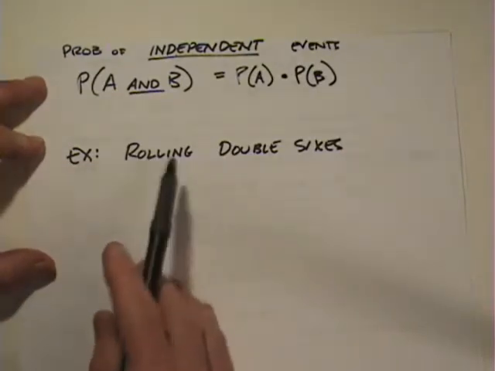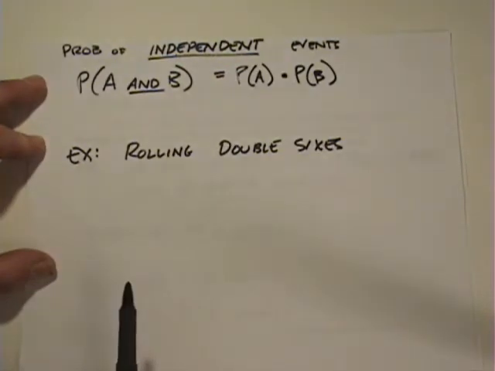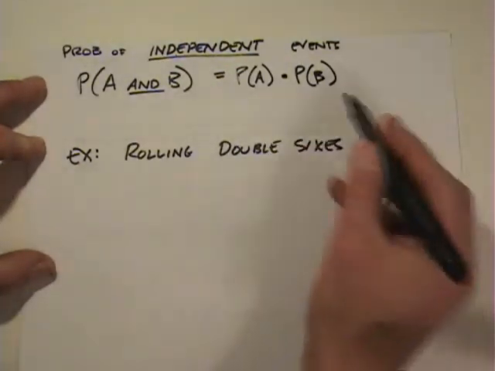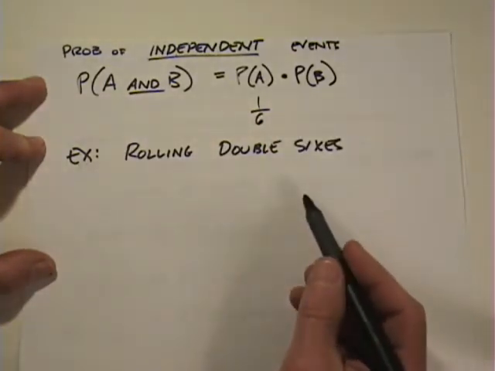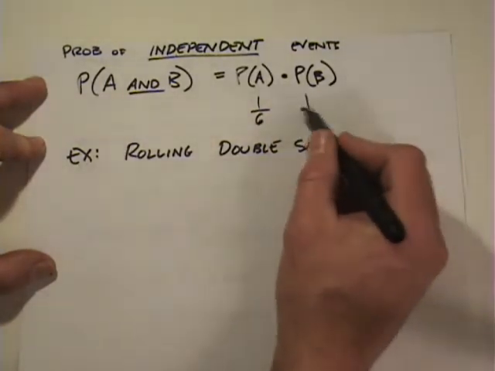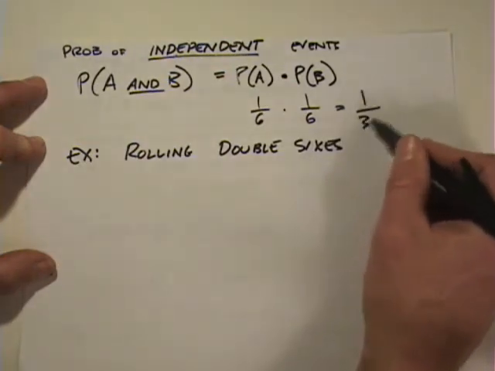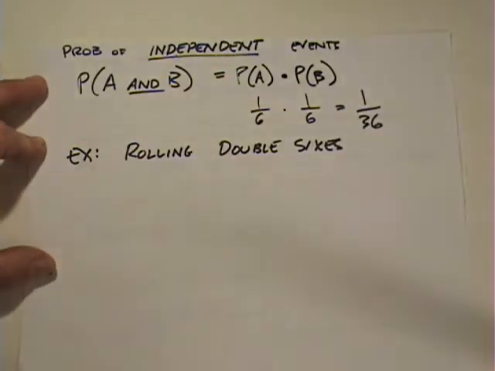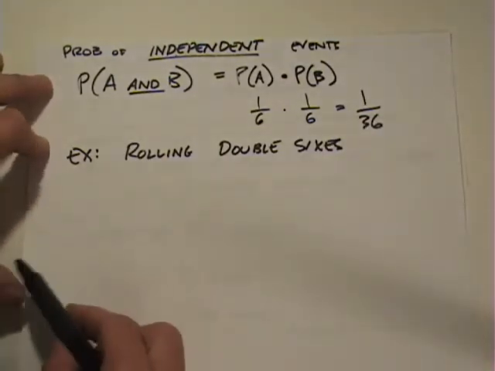Alright, so you're playing Monopoly or some board game where you've got two dice and you're wondering what is the probability of rolling double sixes. Well, the probability of rolling one 6 is just 1/6, and the probability of rolling another 6 is 1/6, and you would multiply them and you'd write that as 1/36. Okay, so don't express that as a percentage. That's the easiest way to write that.